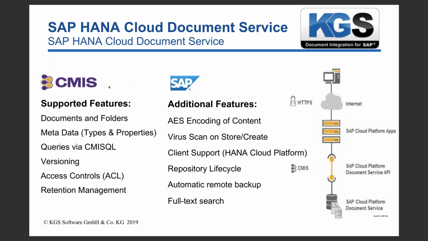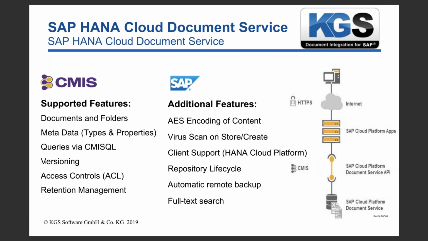support the CMIS functionality, and this is a KGS slide I have adapted from one of their recent slideshows to show and talk a little bit about what functions and features are available in the new HANA Cloud Document Service. And the new document service, through its CMIS functionality, supports more than the classical Archive Link. It supports documents and folders. It supports metadata types and properties. It has a built-in query functionality called CMIS SQL. It allows some versioning. It has implemented access controls and retention management.